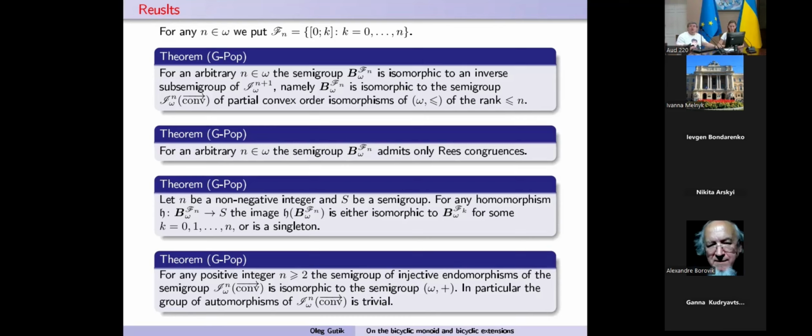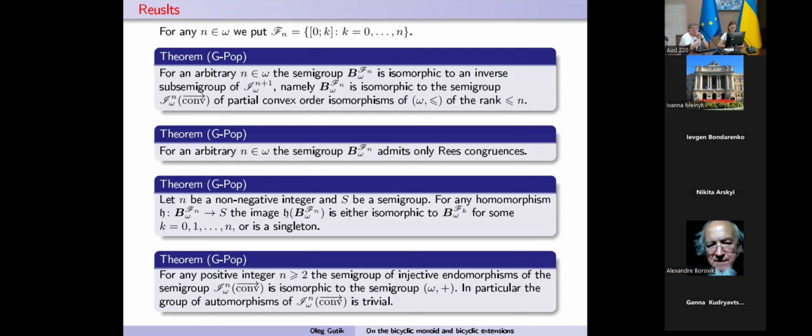So also a similar result was published by Inna Pozniakova and me when we consider an omega-closed subset, not omega, or in the set of integers. And Inna plans to discuss this topic today.